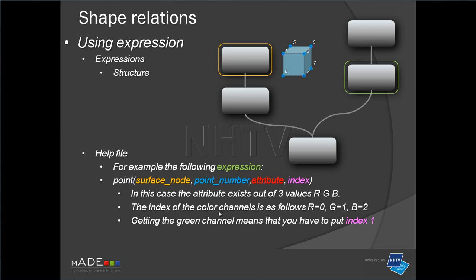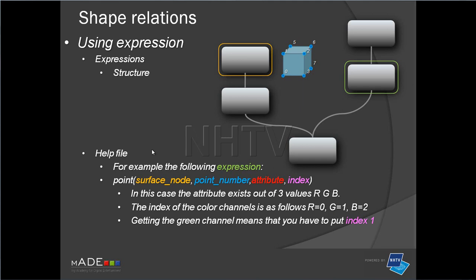So the index of the color channels is as follows. First one is index 0, the second one is index 1, third one is index 2. So it continues all the way like that. And so if you want to get the green channel, you have to put in index 1.